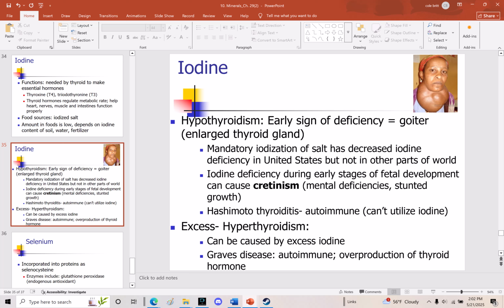Hyperthyroidism is Graves' disease. Graves' disease is when you have overproduction, and that can be caused by excess iodine as well. So essentially you have excessive metabolism, and that's going to have a variety of effects on the body. It's not really fatal so much, but you're going to have a lot of issues related to your metabolism.